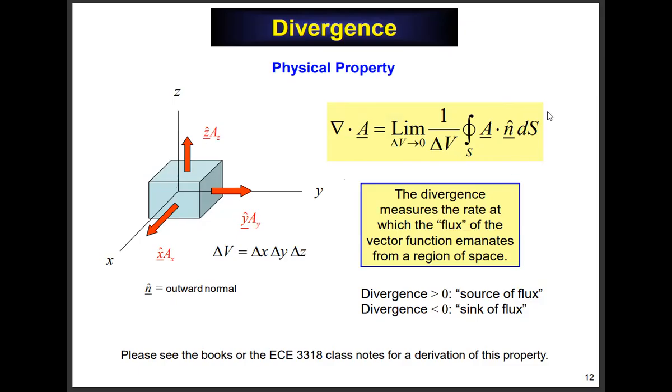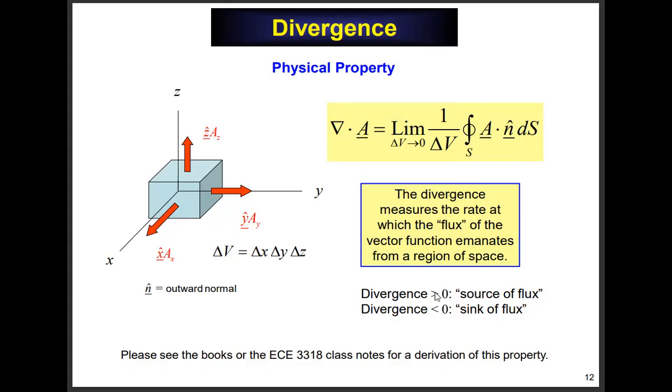Okay? So sometimes this is called the flux of the vector function, the flux of the vector going out of the cube, out because we're taking the outward normal. The meaning of this is that the divergence measures the rate at which flux emanates out of the cube per unit volume, really. So the flux coming out of a cube divided by its volume.